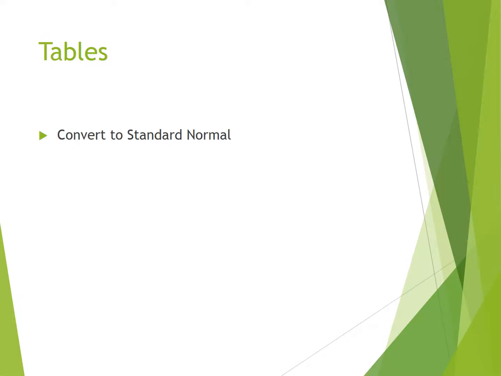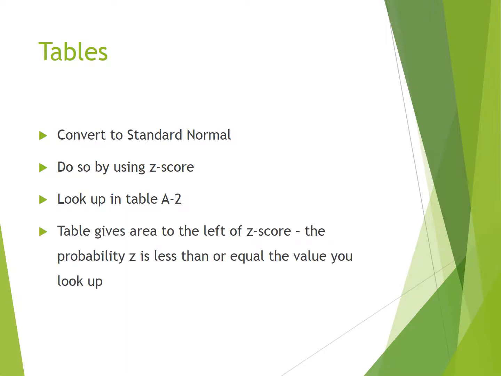But if we wanted to use the table, you need to first convert a normal distribution with a given mean and a given standard deviation to the standard normal by using the z-score. Do you remember the z-score from chapter 3, that z is equal to value minus mean divided by standard deviation? Then you look that up in table A2. The table always gives the area to the left of the z-score. That's known as the cumulative area, and that's equivalent to the probability that z is less than or equal to that value that you looked up.